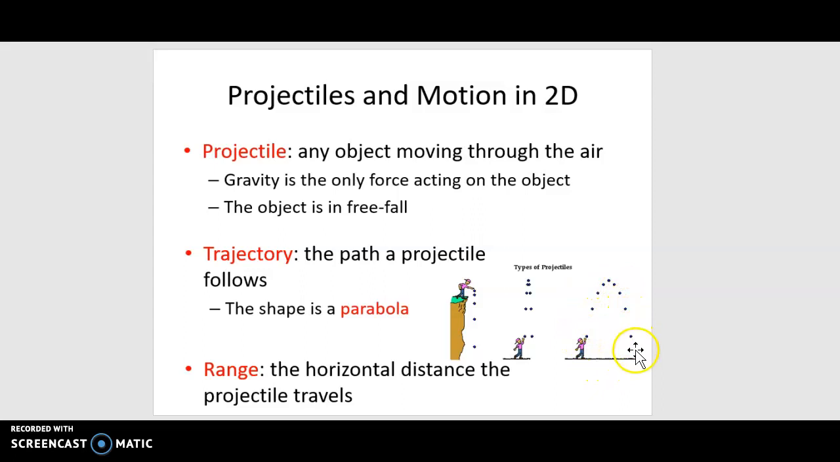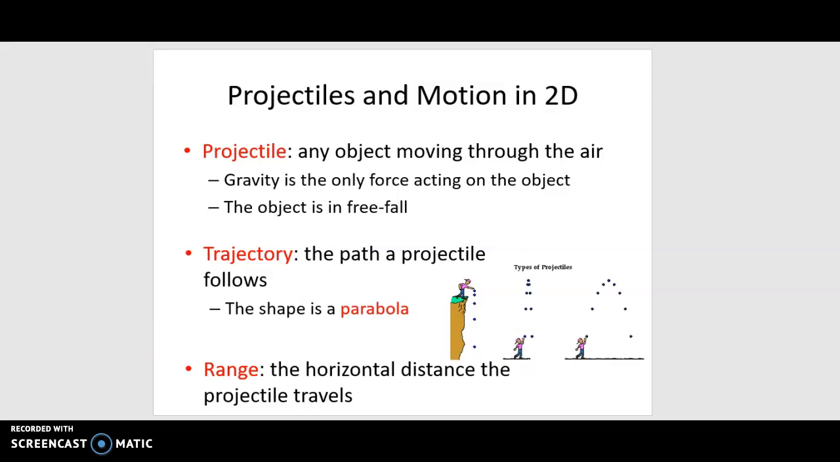This is not the range. The path that it follows, that's the trajectory. The range is just along the ground. So those 3 terms you need to know. Make sure that you have these in your notes because you have to show that to your guest teacher or your sub. But that's your notes.